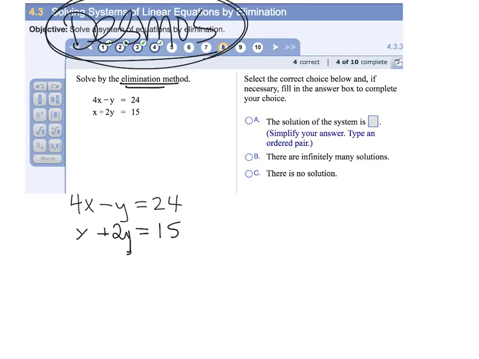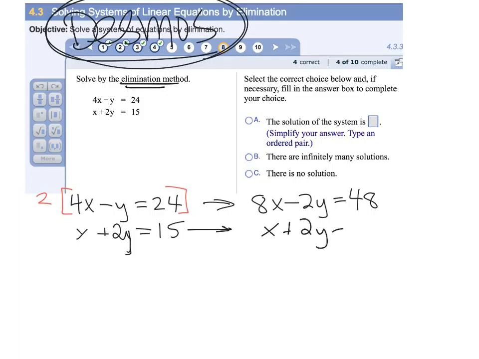equals 15. And right now, do we have any opposites? No. But one way to make an opposite is we already have opposite signs. So to make an opposite, we could take this first equation and multiply by 2, because that would give us opposites in the y's. So that becomes 8x minus 2y equals 48. And then this equation, we just bring it over. So that becomes x plus 2y equals 15. And now you see we have our opposites.